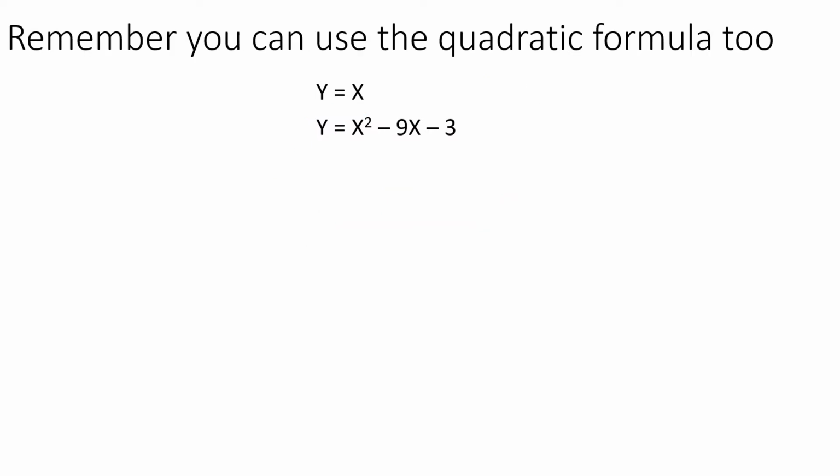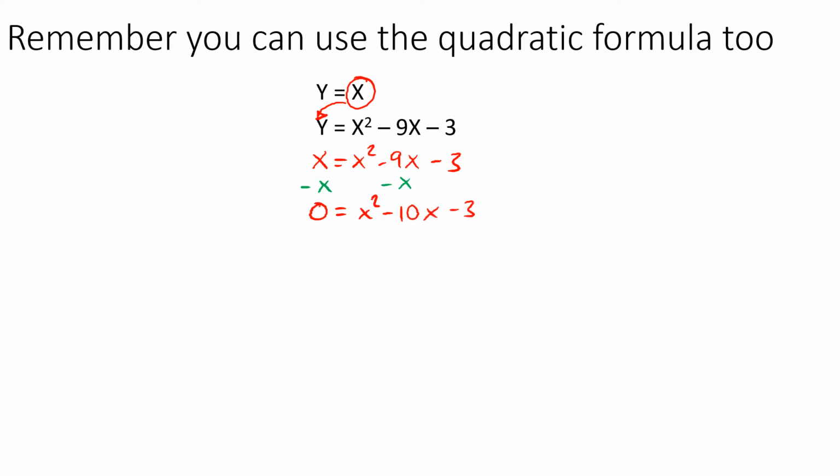Now, just because we've used factorizing so far doesn't mean that's always going to be the best way or even possible to do. Here's an example where the quadratic formula might be needed. This is a dead easy substitution to make. We can have y is equal to x, so we're just going to pop that in place of the x over here. We're going to end up with x equals x squared minus 9x minus 3. As always, we want to make one side equal to 0 before we do anything, so let's do that. We'll have 0 equals x squared minus 10x minus 3.